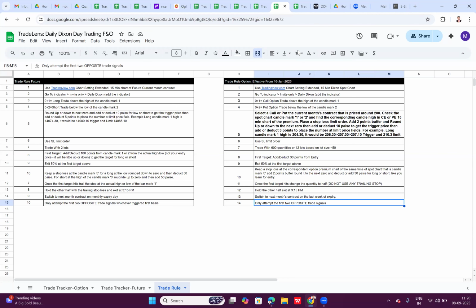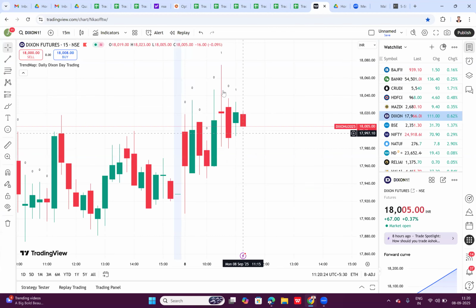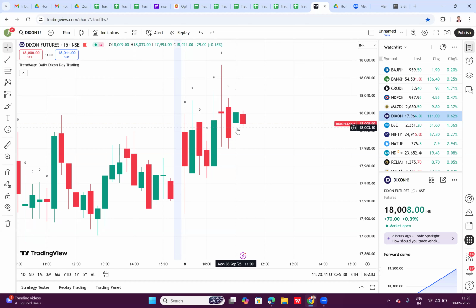If entry is not triggered in this first buy trade, and if we get a second sell trade, then out of these two opposite direction trades, we have to take entry in the first one, which is executed first. I am repeating once again. If we got a buy trade and entry is not triggered in the buy trade, then we will wait for entry of this trade.